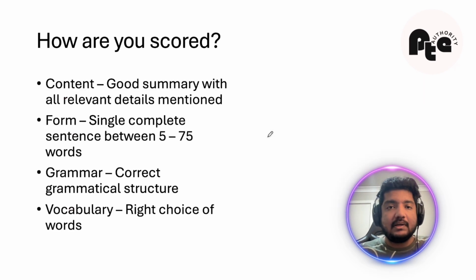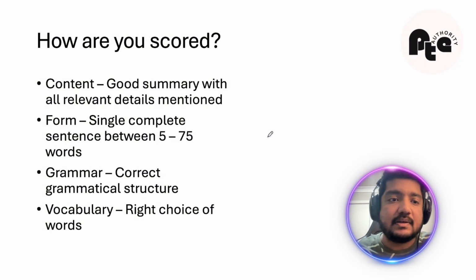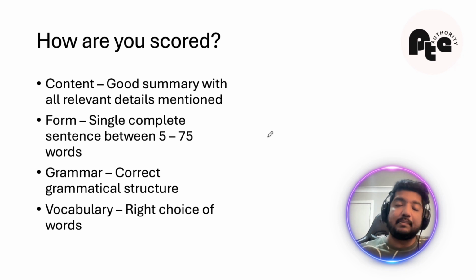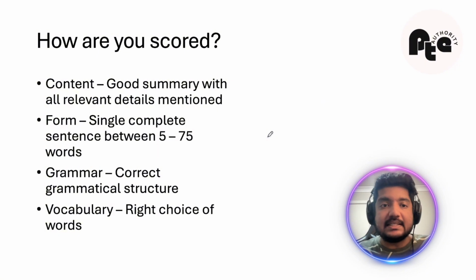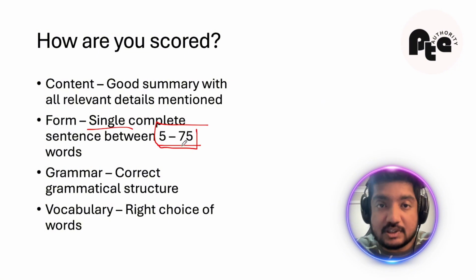Moving on. How are you scored? So the scoring for this type of question is based on these 4 categories. The first criteria for scoring is content. A good summary with all the relevant details that is mentioned in the passage should be present to get maximum score for this criteria. The next is form. A single complete sentence between 5 to 75 words. So underline that. 5 to 75 words. That's very important. So the summary that you're writing, it should be a single complete sentence between 5 to 75 words. Something to keep in mind.